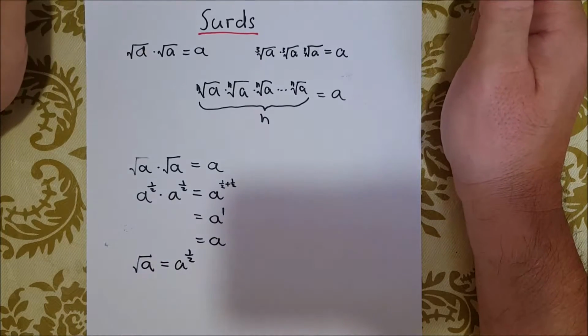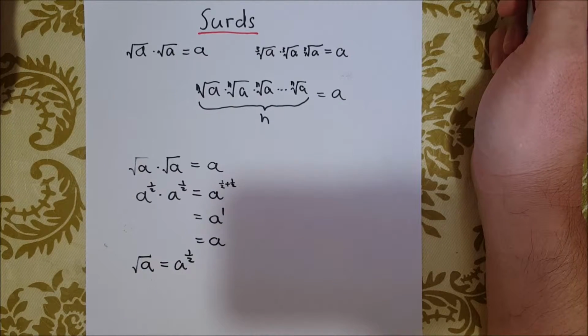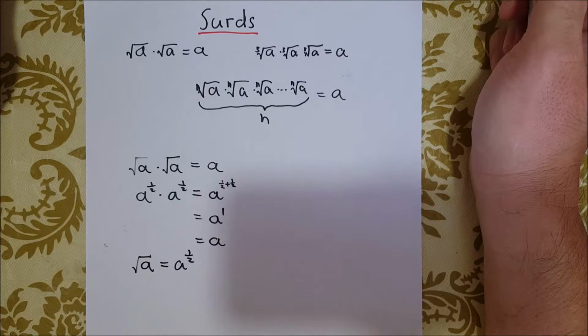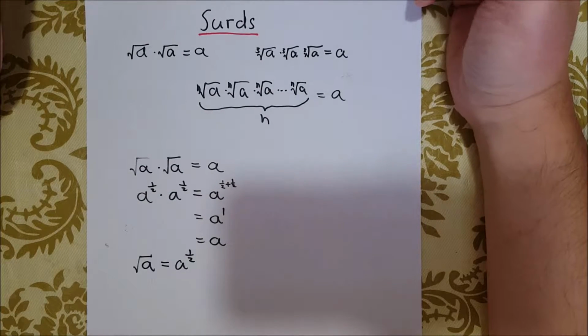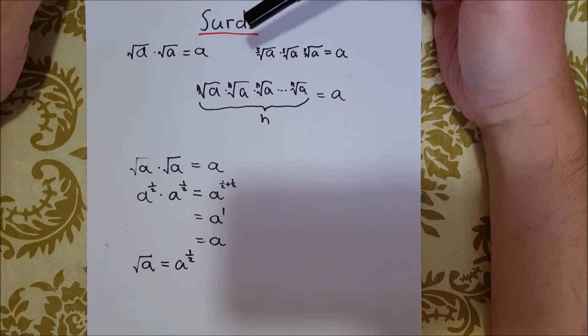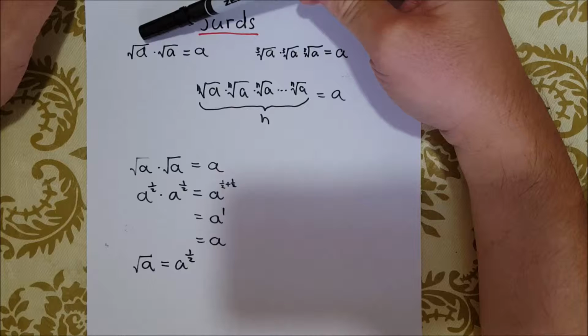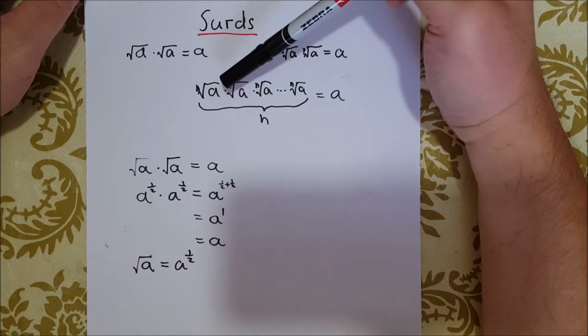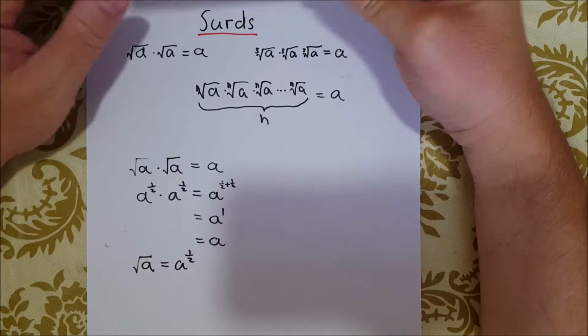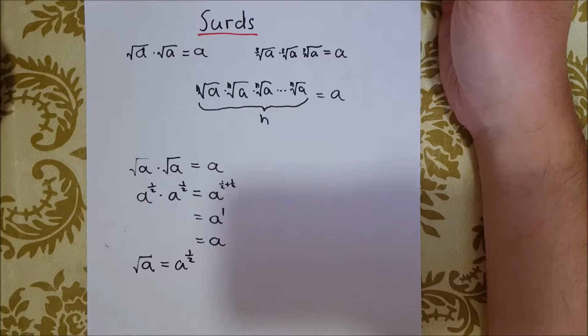Hi guys, today I would like to introduce you to surds. What are surds? In fact, surds are normally called roots. Here are some examples. Here's square roots, cube roots, and nth roots, and we will have fourth root, fifth root, sixth root, and so on.